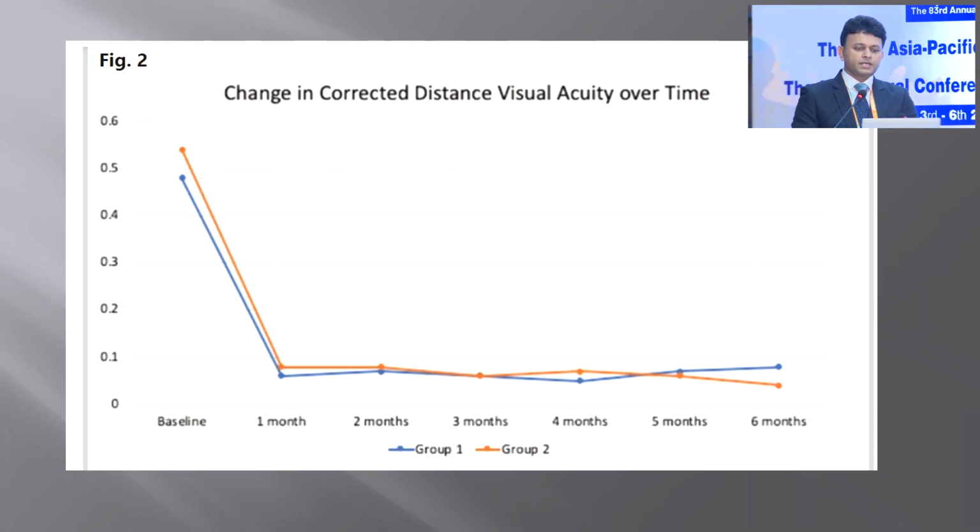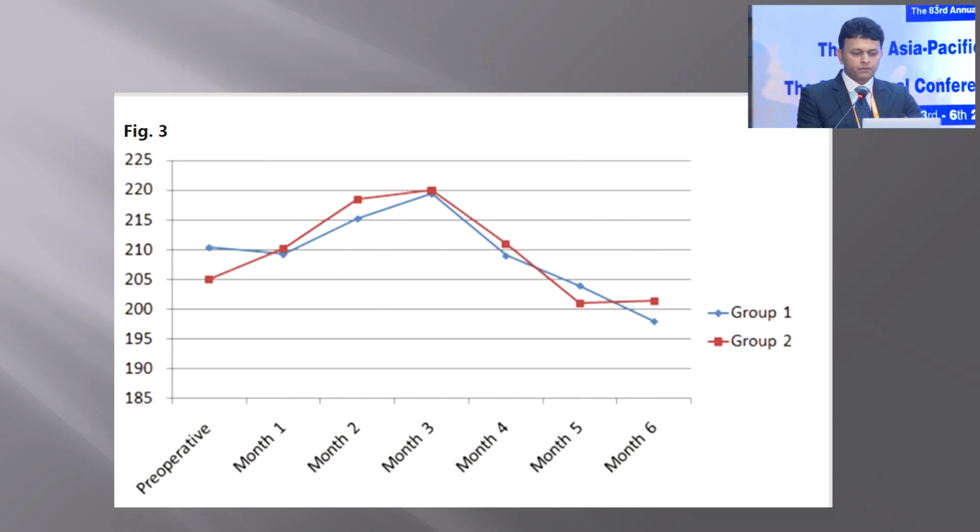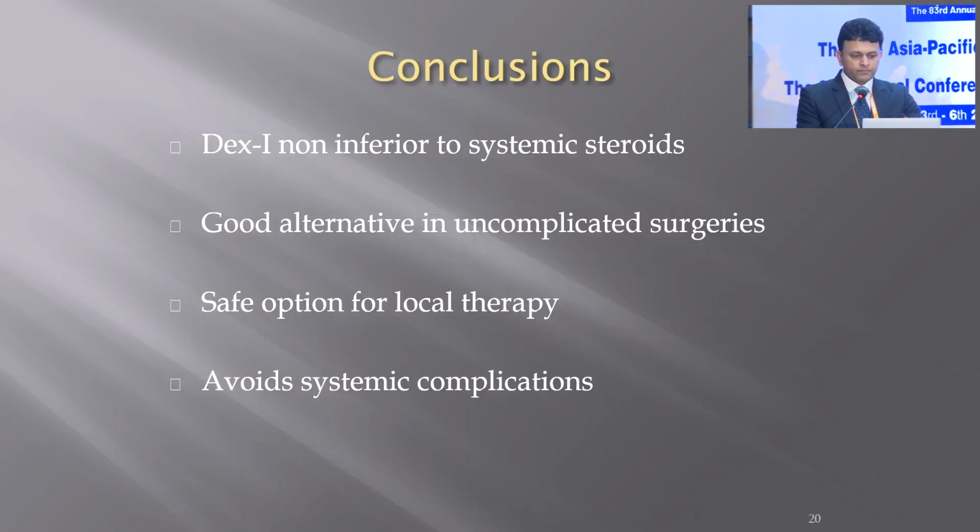So the trial was essentially divided into 2 parts. One in which the patient received solely the dexamethasone implant at the time of cataract surgery. In the other group, the patient received oral steroids starting 3 days prior to cataract surgery and extending up to a month after cataract surgery. So if you see, the improvement in vision is comparable in both groups, as you can see here.